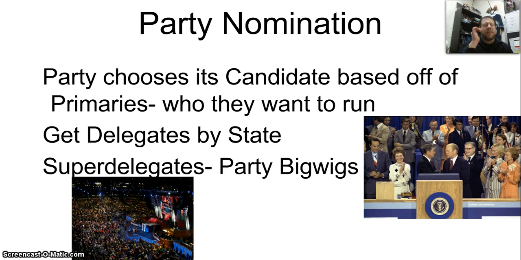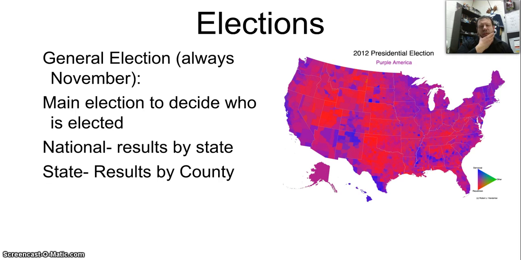So they might be people in Congress, former people in Congress, governors, former governors, rich donors, those kinds of things are superdelegates. Now, the November election is called the general election, always in November, and that's where you decide who's going to be president or representative or senator, whoever it might be. And so you can see how that election works. We'll get into the Electoral College and all that later on.